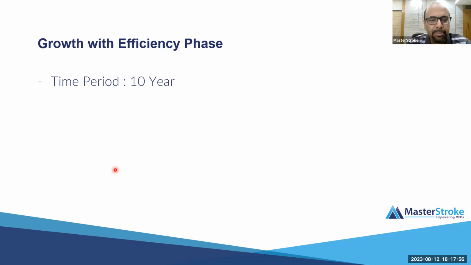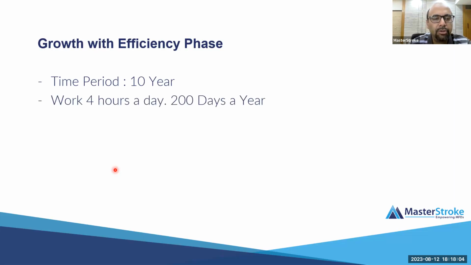This stage should be 10 years. So you start with 3 years, then 7 years, then 10 years. Means I'm giving you a target of 20 years being an MFD. Now you need to work only 4 hours a day, 200 days a year. So I've cut down 50 days more here. You don't need to work for more than 200 days. This is only possible if you follow the first phase of 3 years and the second phase of 7 years.